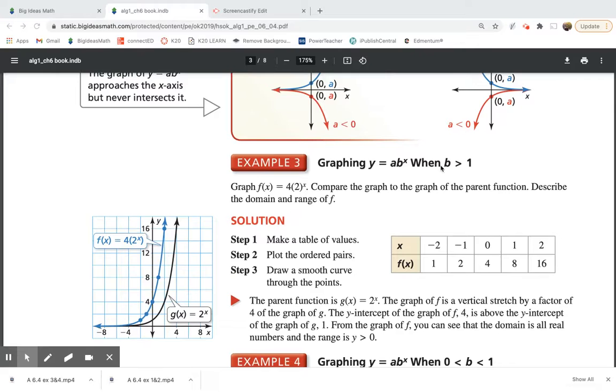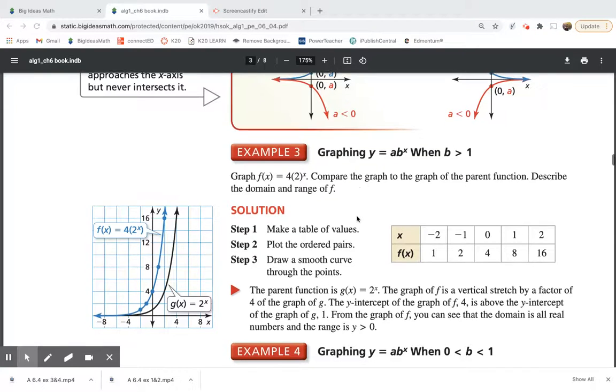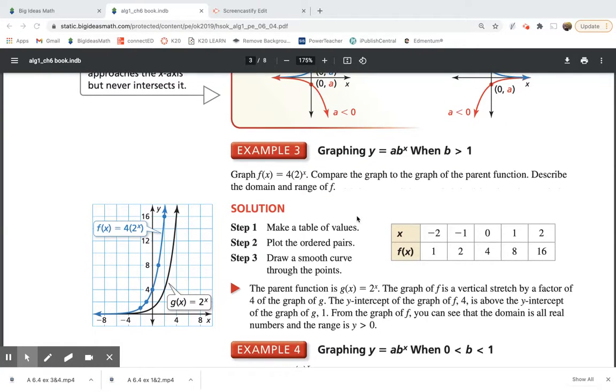All right, so we're first going to look at graphing it when b is greater than 1. So it says graph f of x equals 4 times 2 to the x power. Compare the graph to the parent function. Describe the domain and range of f. So one thing that they don't do that I feel would be helpful is go ahead and make a table for your parent function and fill both tables in at the same time. What I mean by that, go ahead and make another table with -2, -1, 0, 1, and 2.